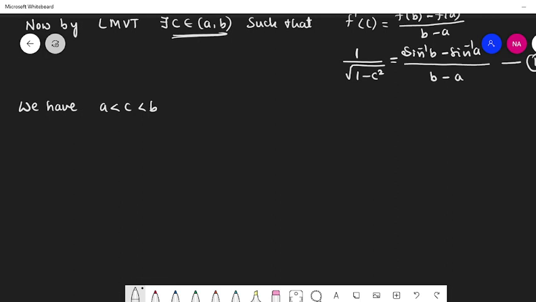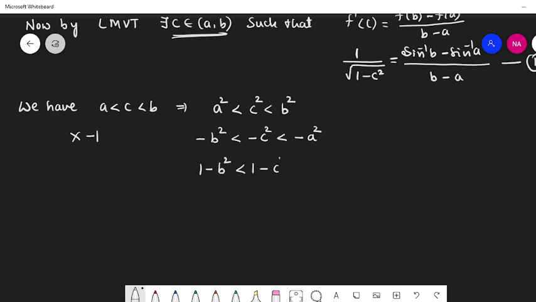So obviously squaring will give a square less than c square less than b square. Multiply both sides by negative sign. So minus a square will be greater than minus c square, greater than minus b square, that is, minus b square less than minus c square less than minus a square. Now add 1 on both sides. So we'll have 1 minus b square less than 1 minus c square less than 1 minus a square.